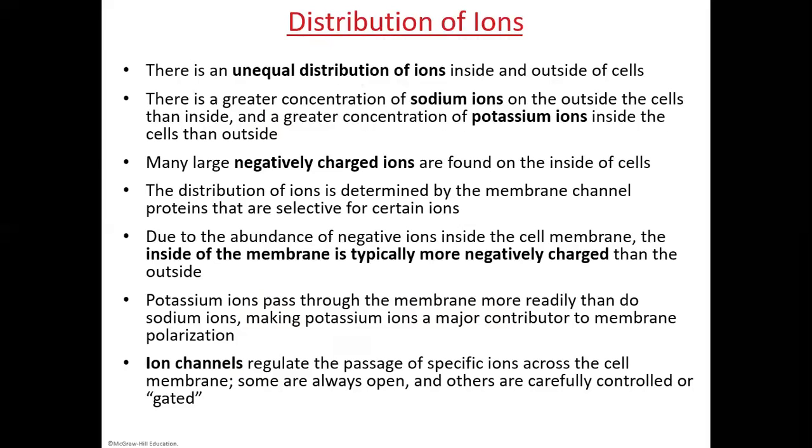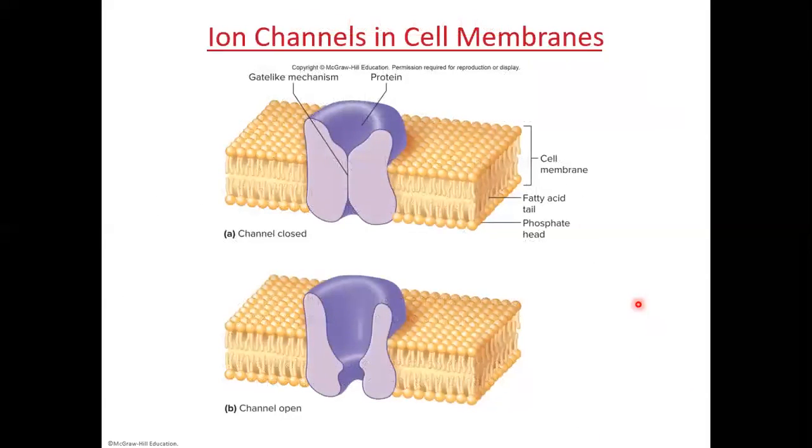Same thing. Okay, so here's an example. So this would be an ion channel, but it's closed, it has a gate. And then this would be when it's open. So these proteins, they can change shape and keep control of what enters and exits the cell.